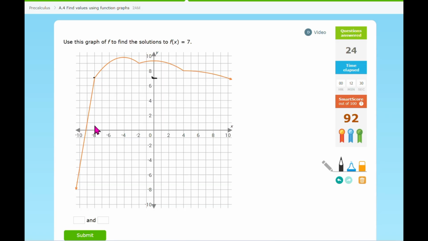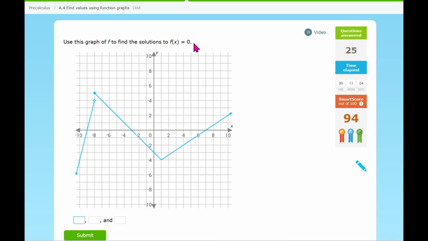So x is either negative 8, so f of negative 8 is 7, or, and I think that's this value. If you go this way, it's 10. f of 10 is equal to 7. So f of 10 and f of negative 8 are equal to 7. These are the two values.